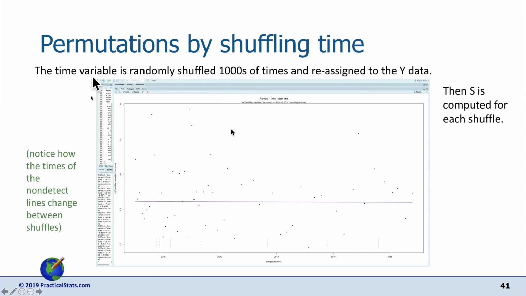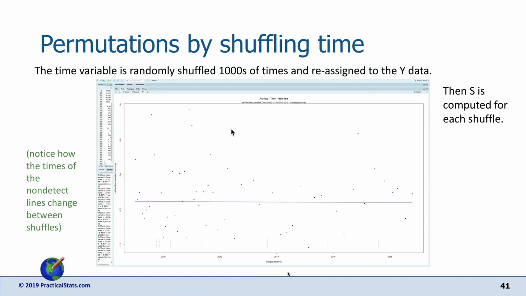So we're going to rearrange the time variable and just randomize it. So you're totally breaking up any correlation that is there between concentration and time. And each time you do this, and that's just done with random number generators, when that's done randomly, rearrange the order of time here, then you compute an S for each one.